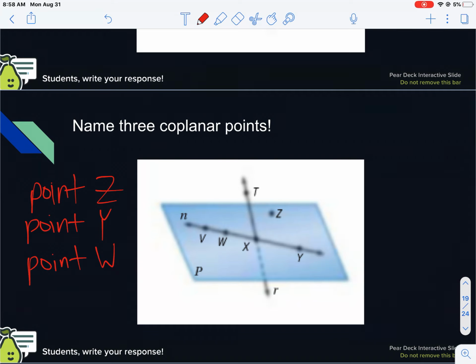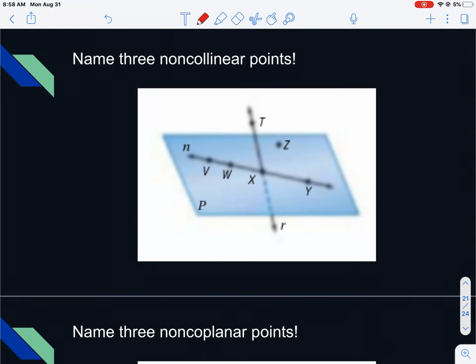actually they are coplanar, but actually ignore what I just said. So, for example, point W, point V, and point X, right? They're all coplanar. Now, what I was trying to say there was if you were to name this plane, which we'll get to, let's just skip down.